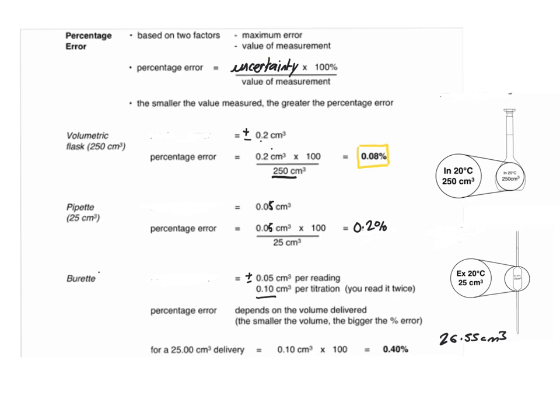Let's do it for yours. So for your burette, it's going to be the overall uncertainty, so that's 0.1. Say your average burette reading was 26.55. You then times that by 100, and that would give you a percentage error of about 0.38%. I'm rounding it to 2 decimal places because that's the maximum value of your burette reading.